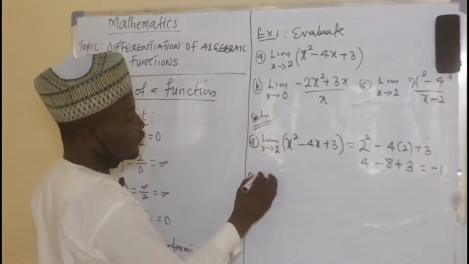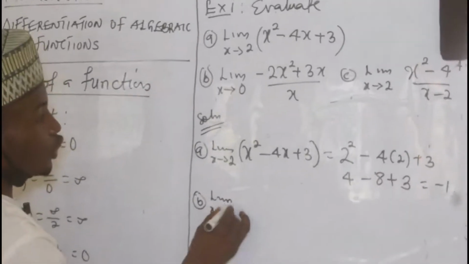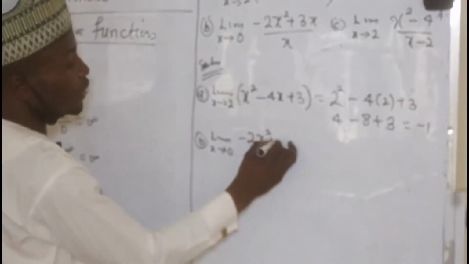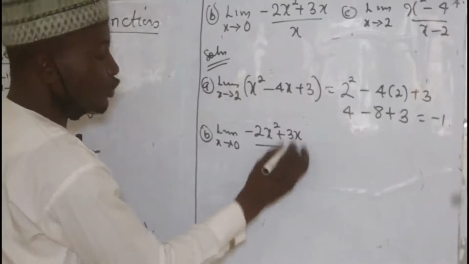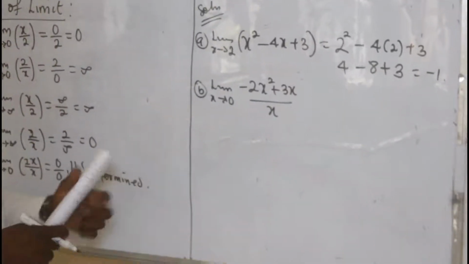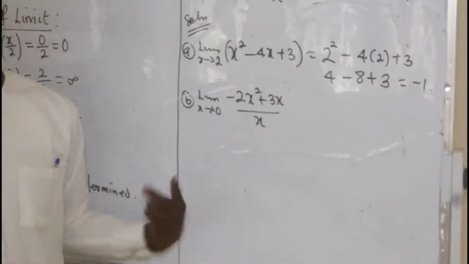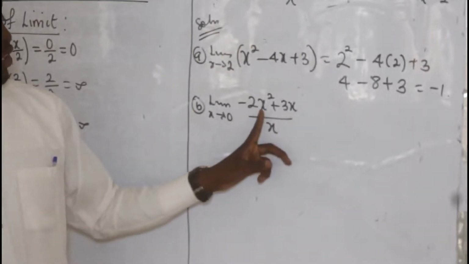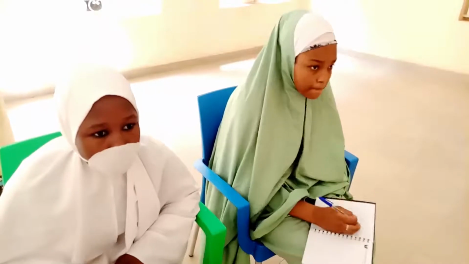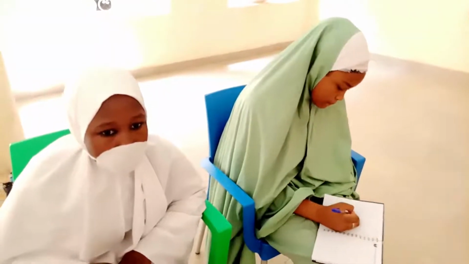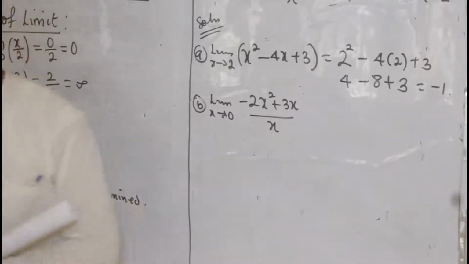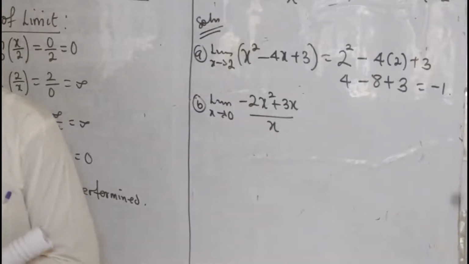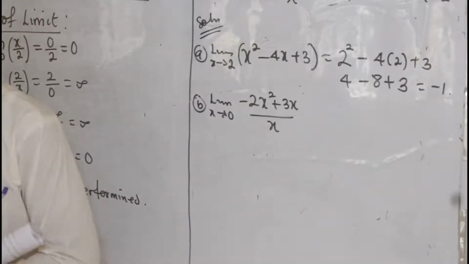B. Substitute the limit of x tends to 0 of minus 2x squared plus 3x all over x. So what do you observe? If you substitute the limit of x tends to 0 in this function, what are you going to have? Put 0 here. Minus 2 times 0, 0. 3 times 0, 0. 0 plus 0, 0. If you put 0 here, it's going to give you 0 over 0.